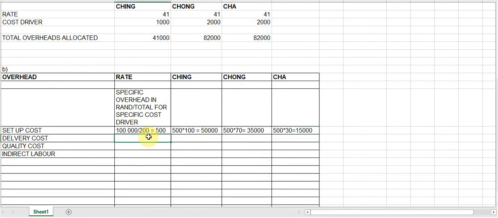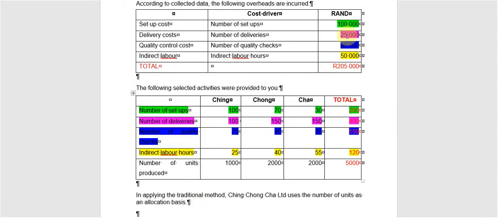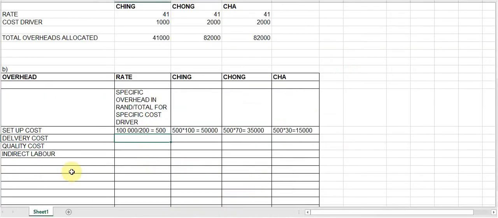Moving on to the delivery cost. If I go back to my question, the delivery cost was in the purple, and now I'm going to have to take the 25,000 Rand and divide it by the total of that specific cost driver, which is 400. On my memo, I will now say 25,000 Rand divided by 400, and that gives me a rate of 62 Rand and 50 cents. This rate is now basically copy and pasted in under each of the products.